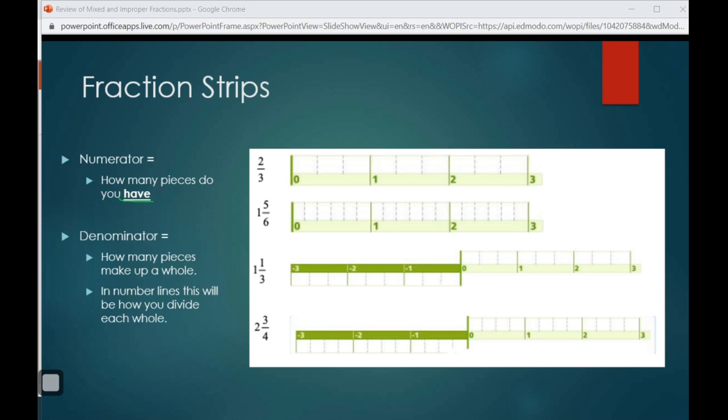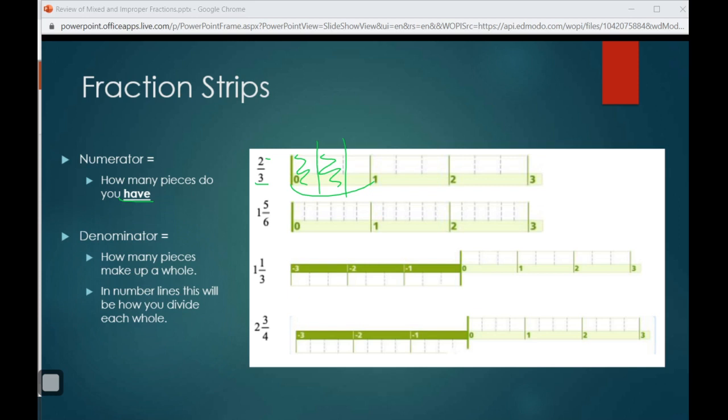In the number lines that we have, this is going to be how much you divide it. What I mean by that is look at your denominator. You have 2/3. This fraction strip is split up into 1, 2, 3 sections. So in order to get to one whole, this needs to be broken up into 3, and that's what we talked about with number lines as well. You're going to shade in 2 of them because we have 2. So 1, 2. This would be 2/3. You can do the exact same thing with 1 and 5/6.